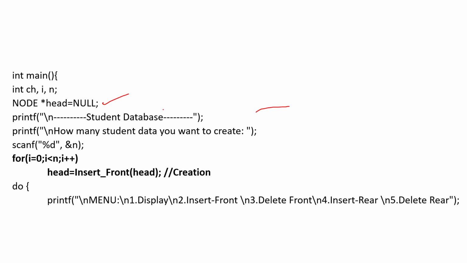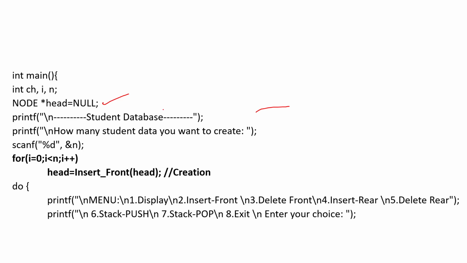Then, these are the major operations that can be done as specified in the question. Display, insertion at front, deletion at front, insertion rear, deletion rear. Then stack push operation, stack pop operation, then exit. These you have to do. Ask the choice. If choice is 1, display. We have got the function display. Send the address of the head node.